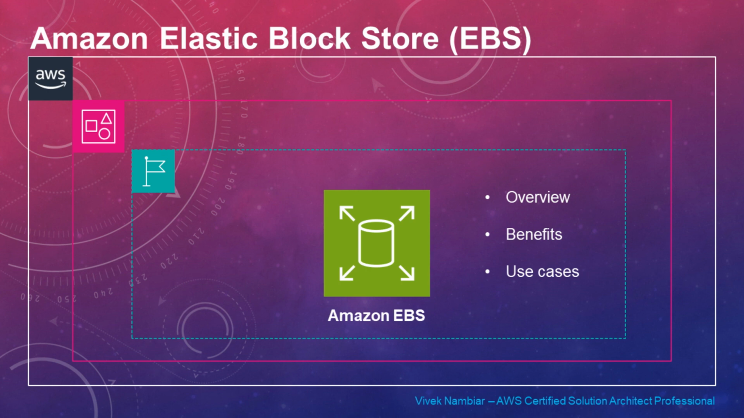Cold HDD volumes, SC1, provide low-cost magnetic storage that defines performance in terms of throughput rather than IOPS. These volumes are ideal for large, sequential, cold data workloads. If you require infrequent access to your data and are looking to save costs, these volumes provide inexpensive block storage.